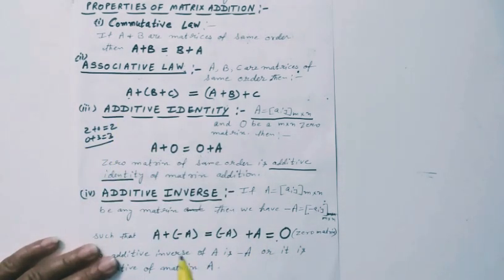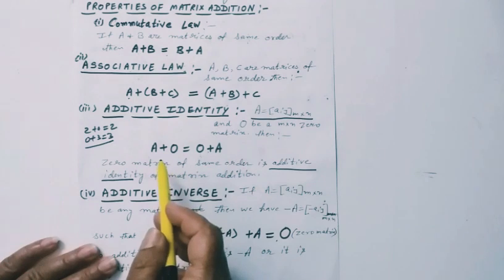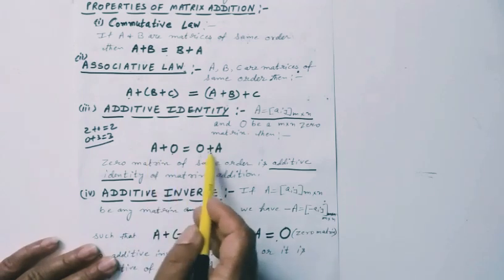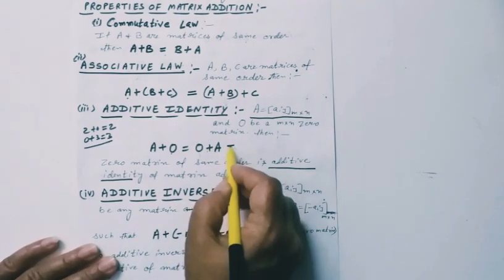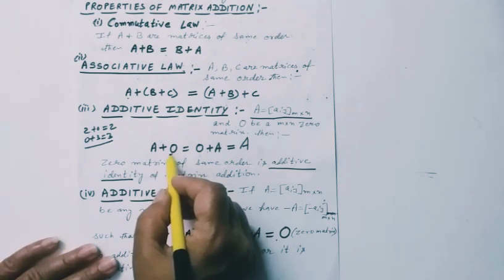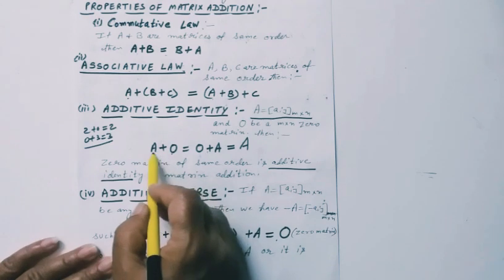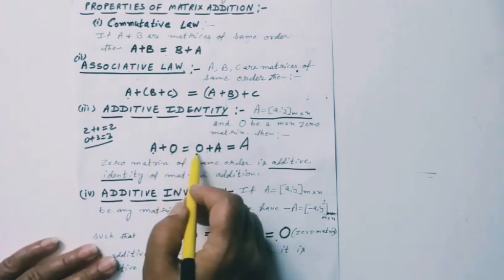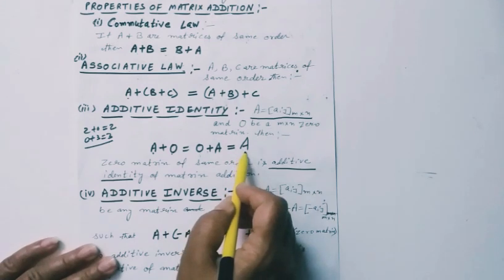The same is the meaning of the identity in the case of matrices. So we should have a matrix which can be added to A and A should remain the same. So 0 is the additive identity. 0 is the additive identity. So if I add the 0 matrix to any matrix in any order, either A plus 0 or 0 plus A, then we get matrix A only.